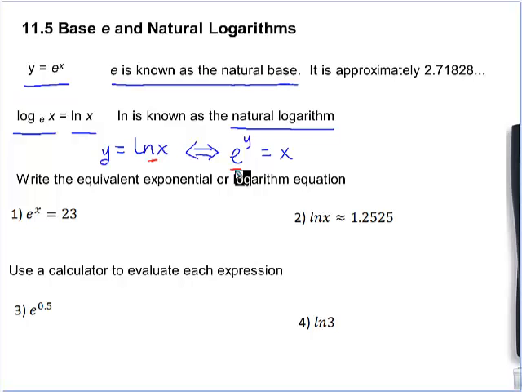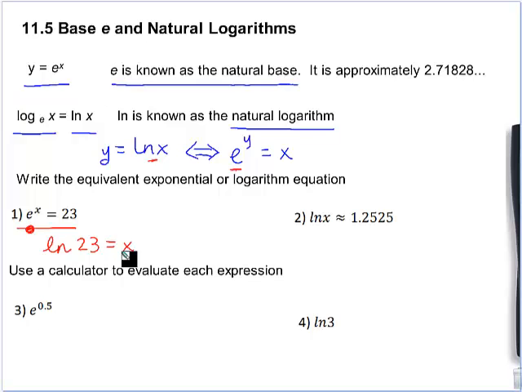So example 1, we have e to the x is equal to 23. This is currently written as an exponential, so we want to rewrite it as a logarithm, more specifically as a natural logarithm. Your base number here is e. Since the base number is e, that means we are going to take the natural log, ln. We're going to take the natural log of 23, and that should be equal to x. So we are flipping between the two forms the same way we flipped between the forms of logarithms.